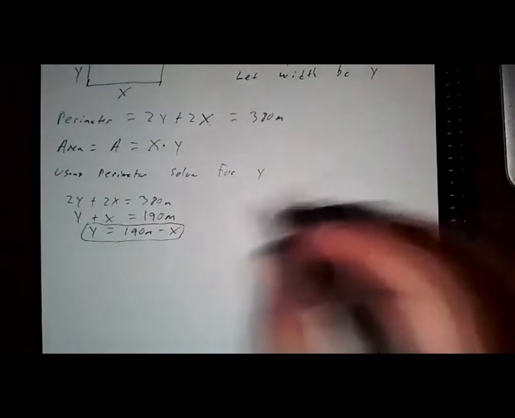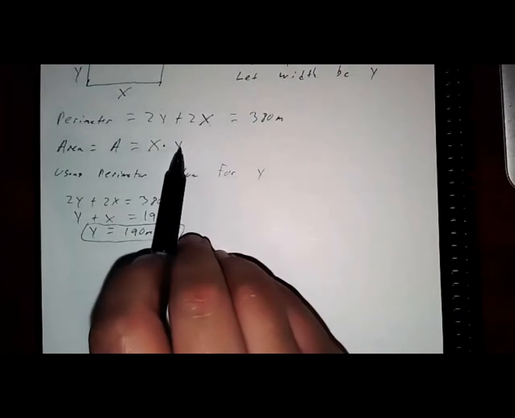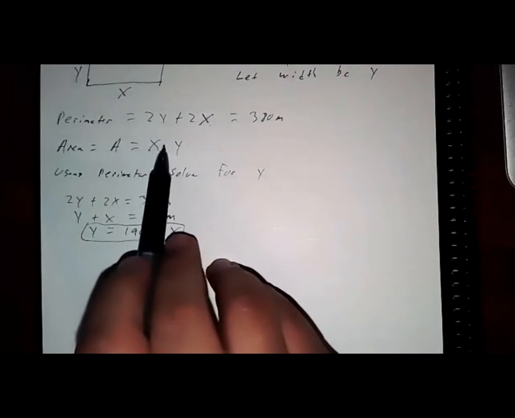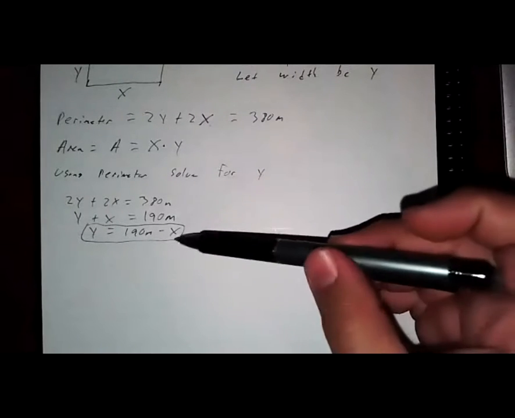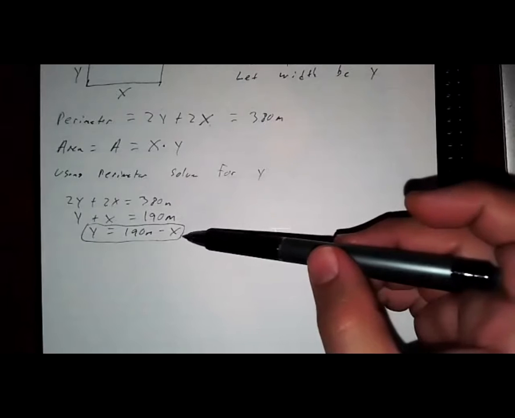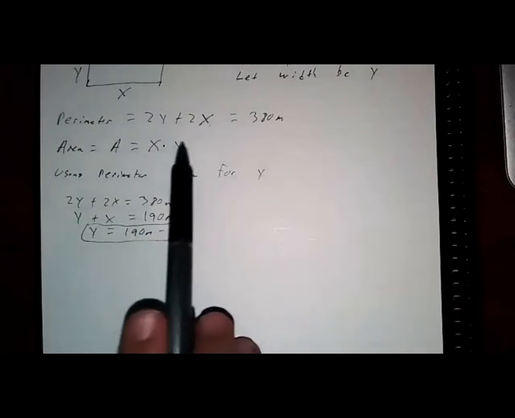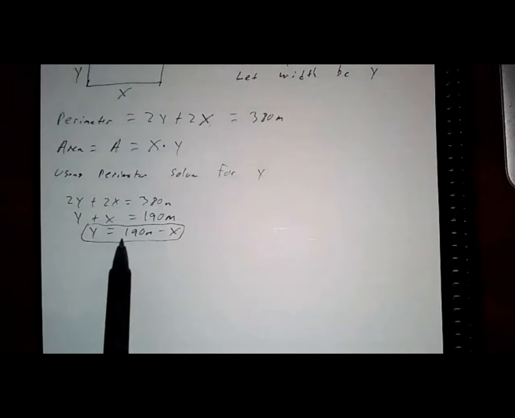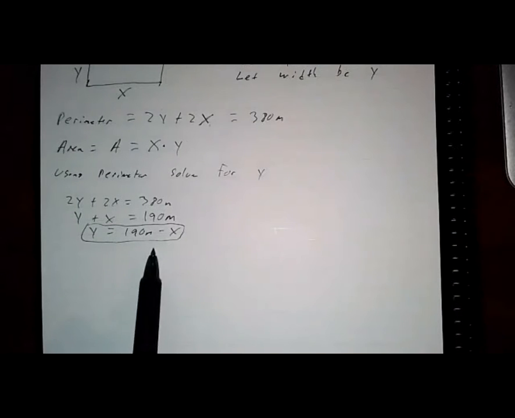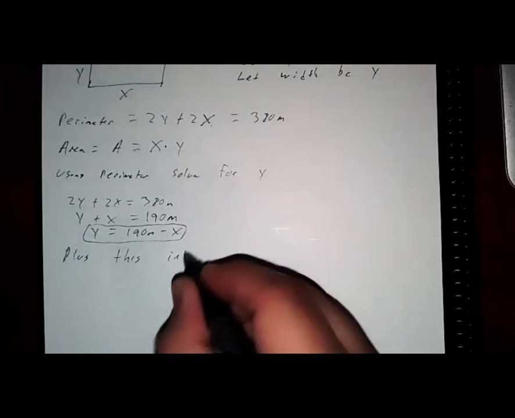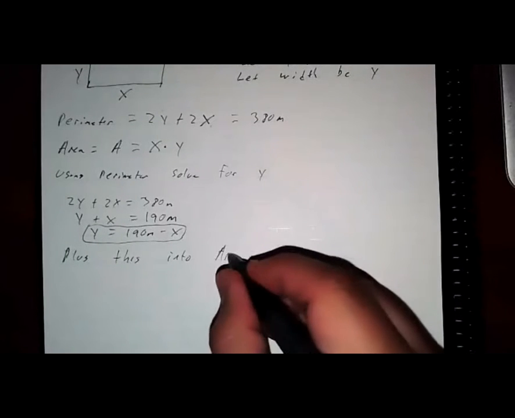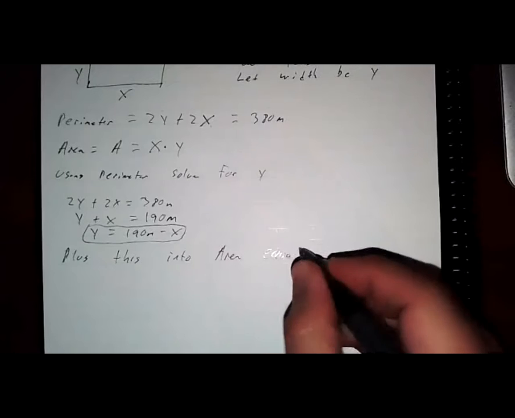So now we can plug that into here and get one equation in one variable instead of two, right? Instead of doing an implicit derivative, we can just replace this y with 190 minus x. You see where I'm going with this? So plug this into the area equation.